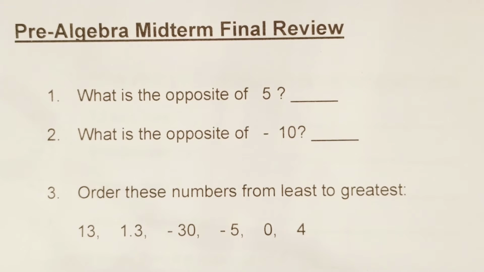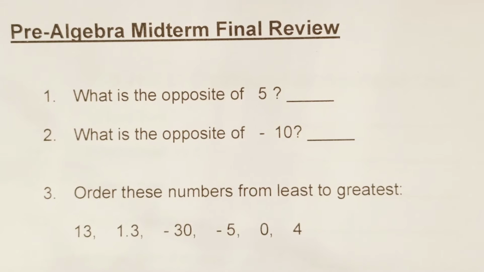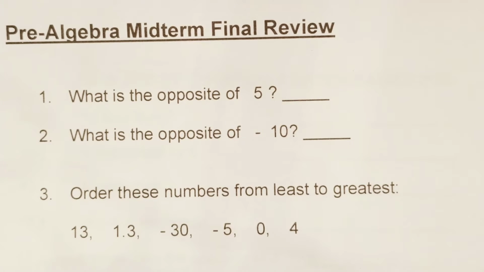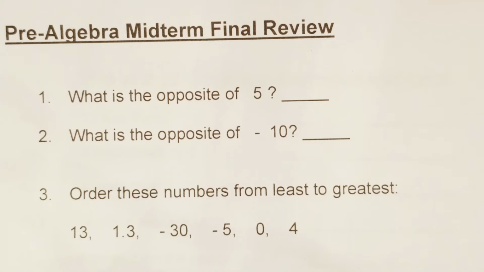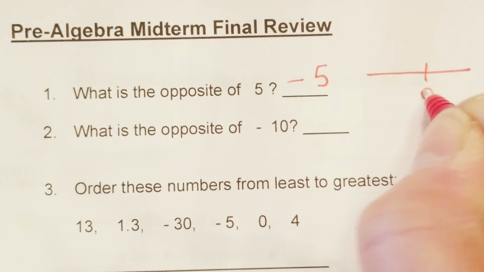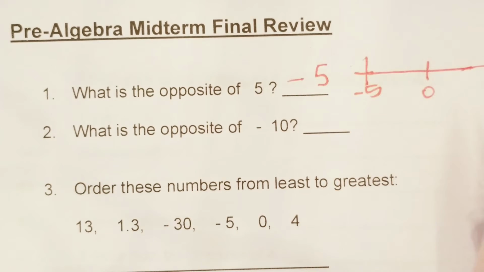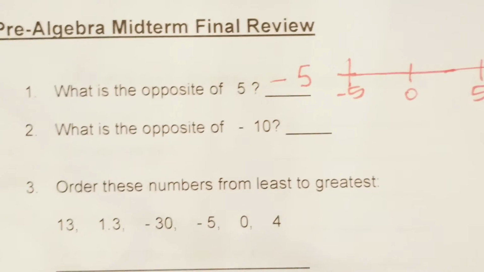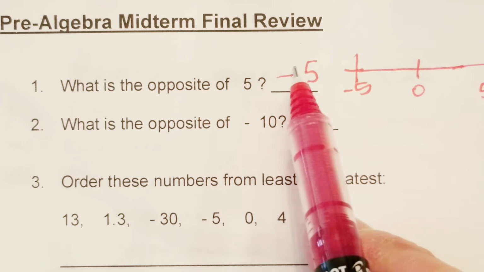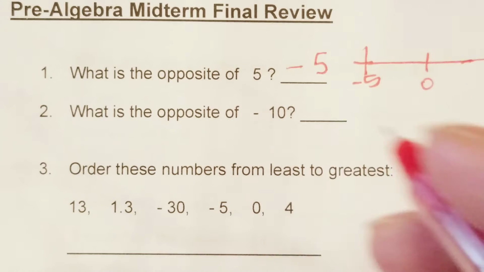Number 1, what is the opposite of 5? Now, when you think of a number line, you have 0, 1, 2, 3, 4, 5, but on the opposite side of 0 are negative numbers. So the opposite of 5 is -5. Make sense? Think about that number line. You have 5 over here, and you have -5 over here, so that's the opposite. How about -10? The opposite of -10 is 10.